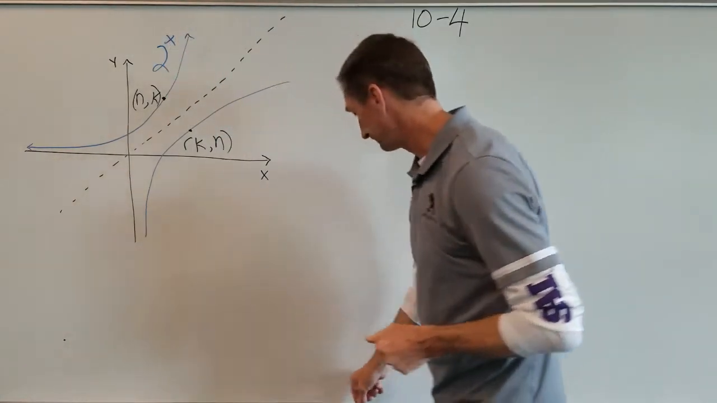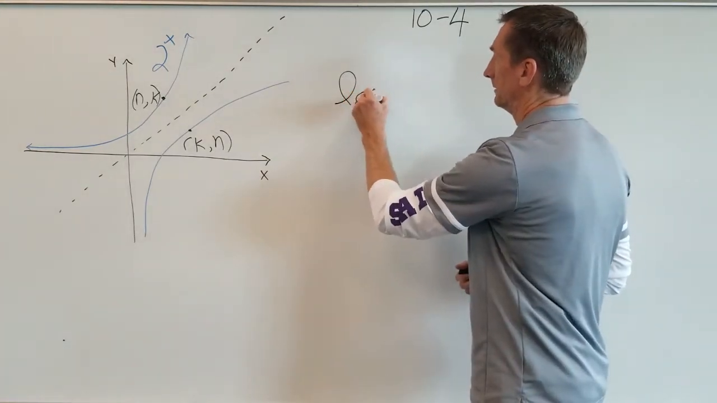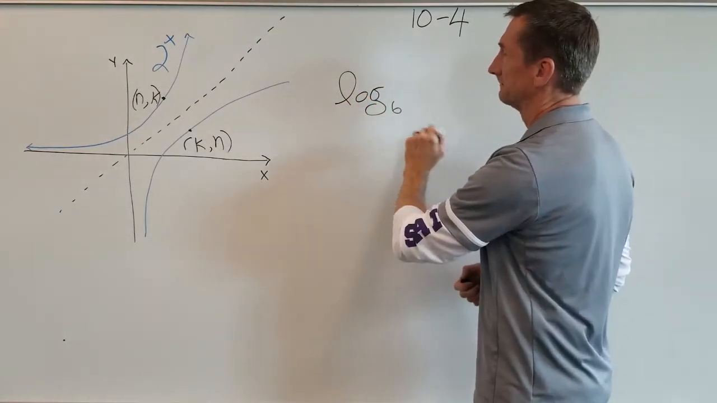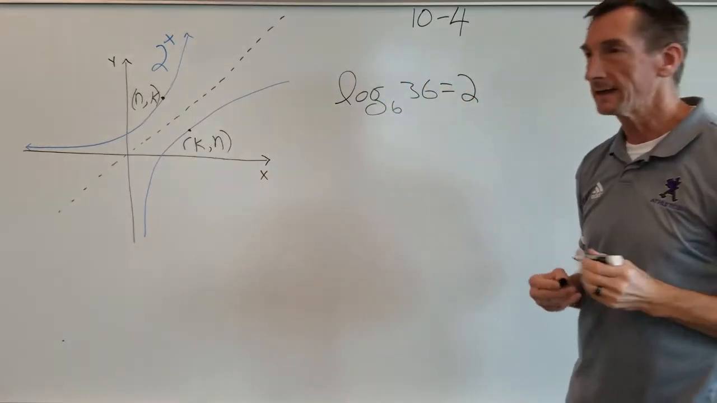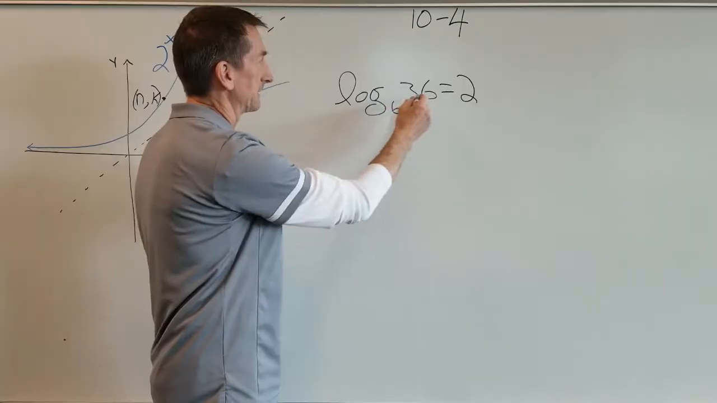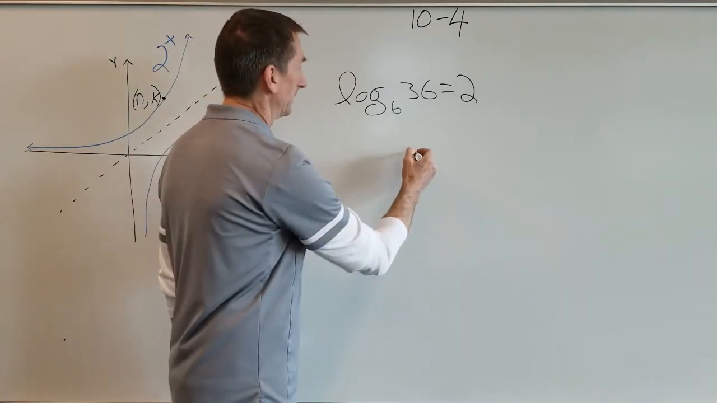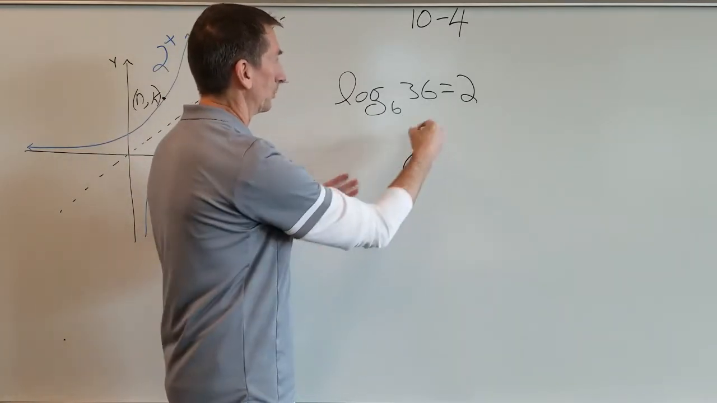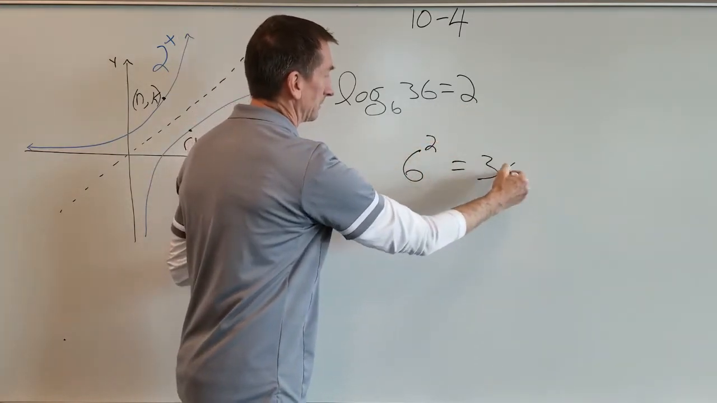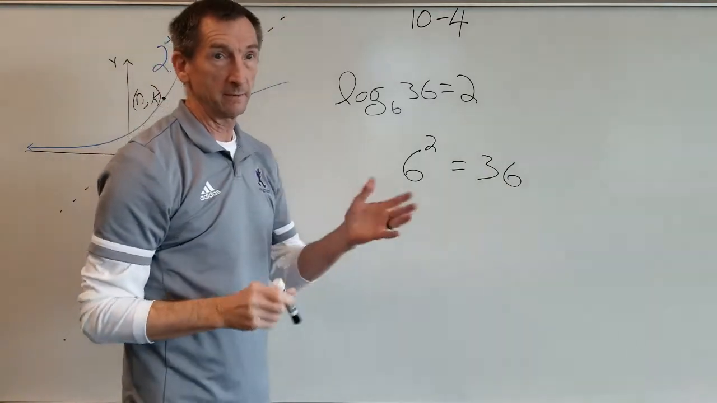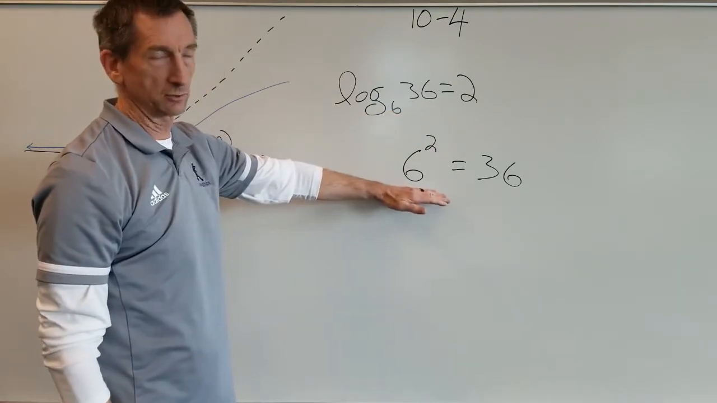Basically, what a log function is, suppose we have log base 6 of 36 equals 2. So what that tells me is, the way I say that in exponential form is, 6 raised to what power? In this case, the power of 2 is equal to 36. You're going to get very comfortable moving back and forth between logarithmic form and exponential form.